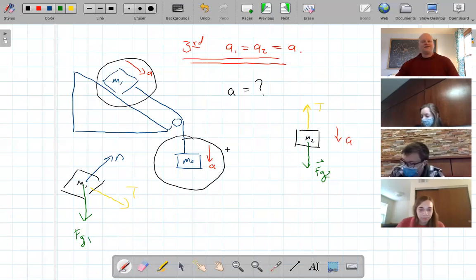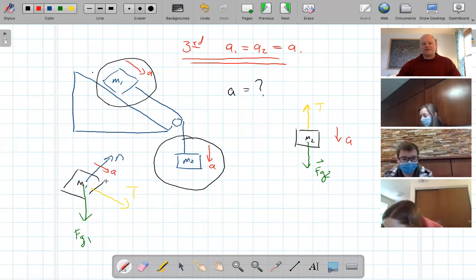Okay. Now, since these two objects are different, I can choose a different coordinate system for each one. Whatever coordinate system I use for mass 2 doesn't have to be the same as the one I use for mass 1. As I talked about in class, I'm going to use a regular traditional coordinate system on this one, but a tilted one on this one to ensure that all the acceleration is along one direction.